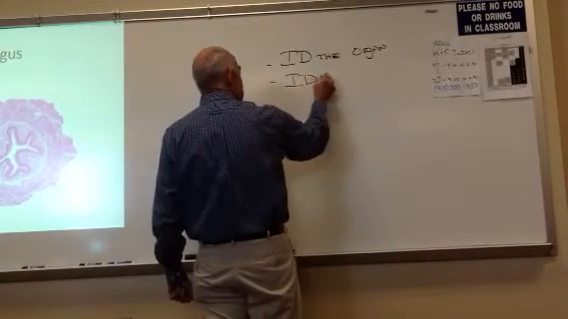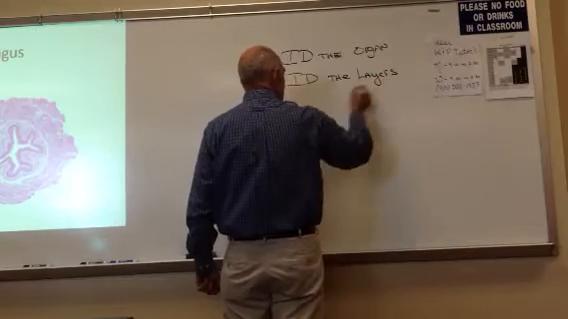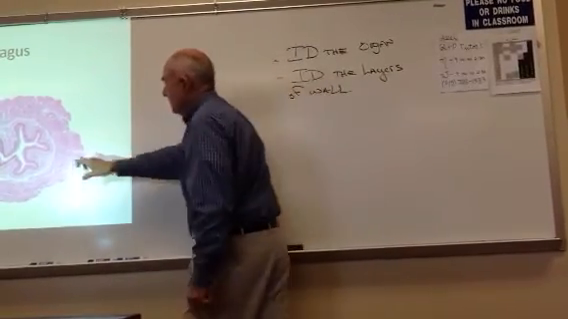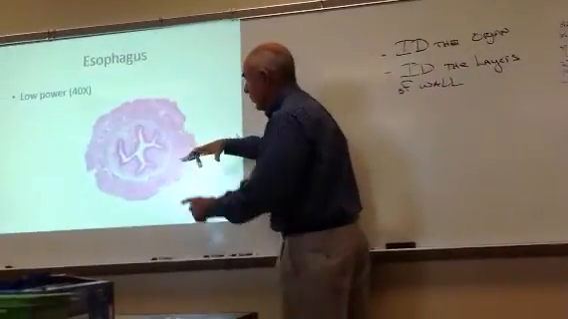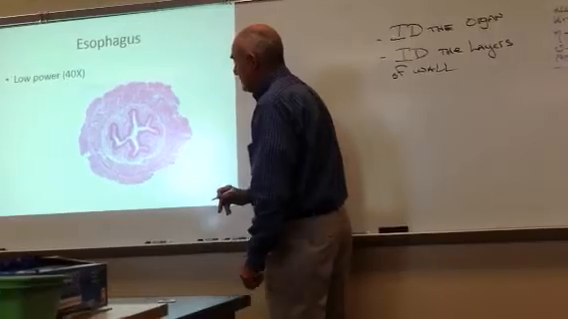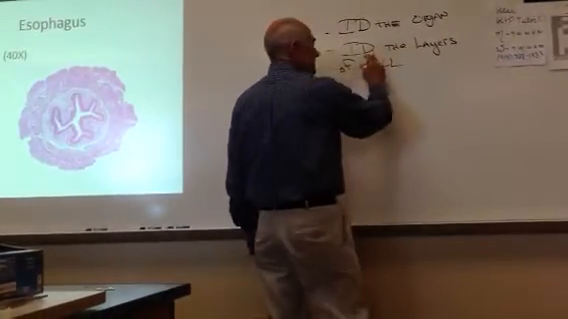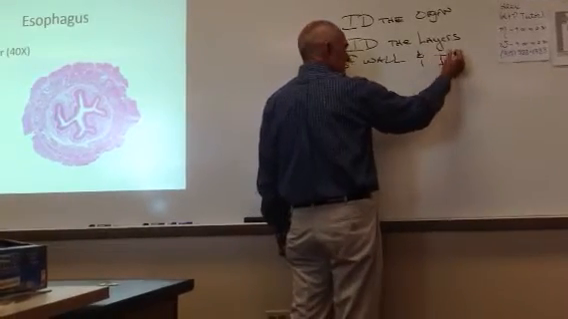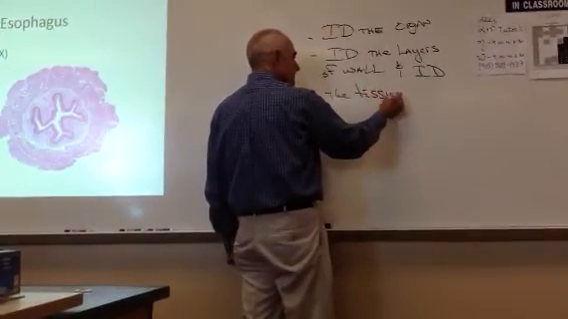Next, we want to be able to identify the layers of the wall. Just like I talked my way through it. Mucosa, submucosa, muscularis, serosa, or adventitia, whatever the case may be. So we want to be able to do that too. So identify the layers of the wall and identify the tissue in that layer.